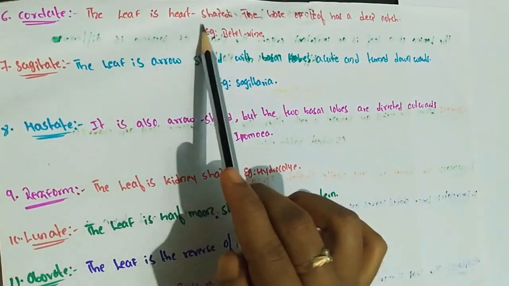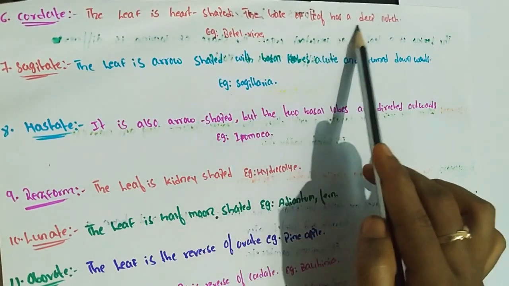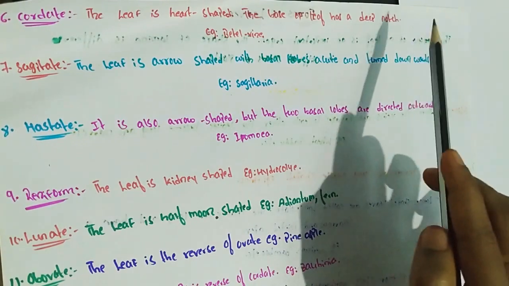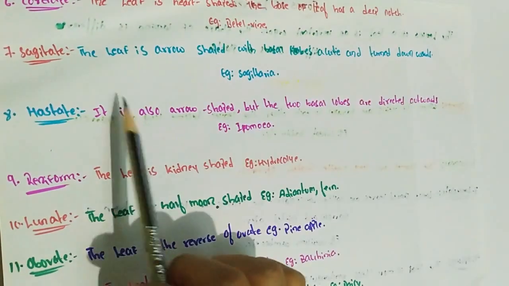Sixth type, cordate. The leaf is heart shaped. The base of the leaf has a deep notch. Notch means V shaped cut. Example, betel vine.